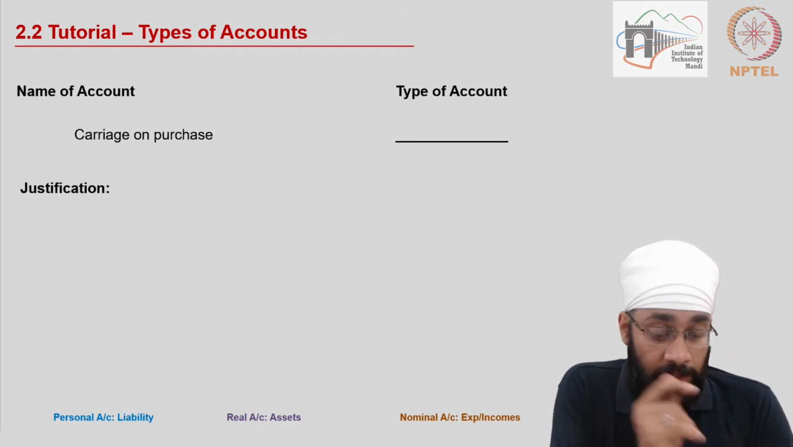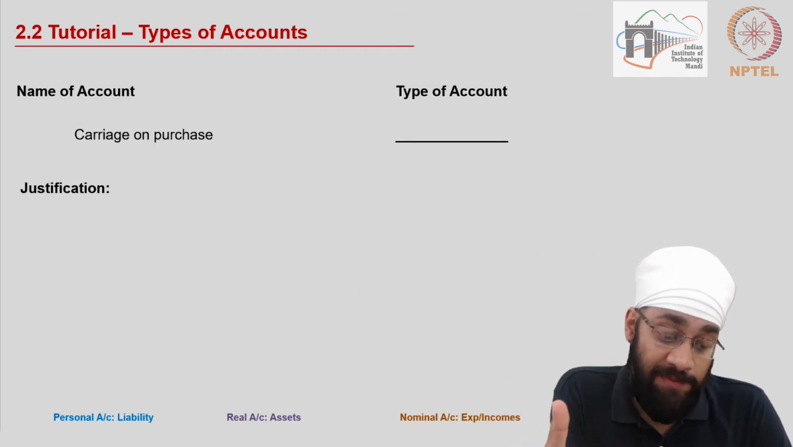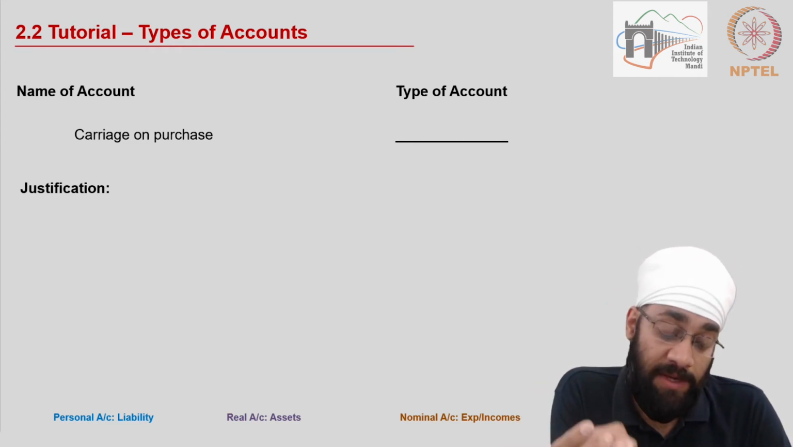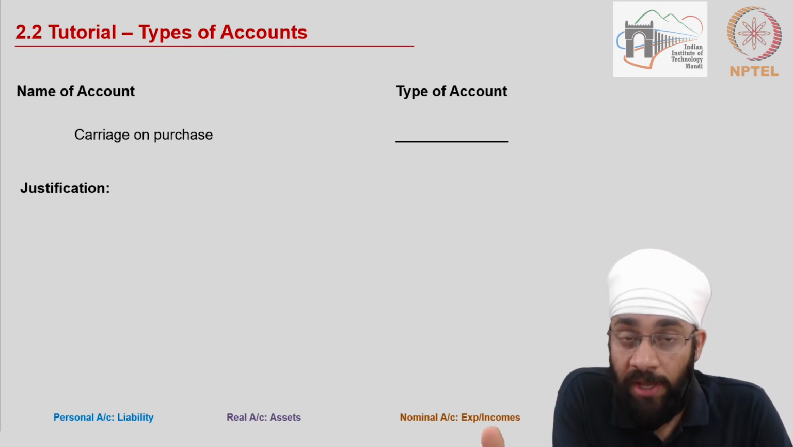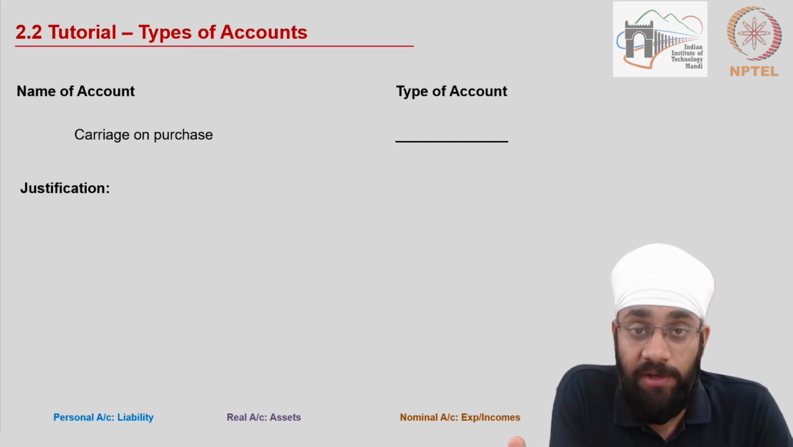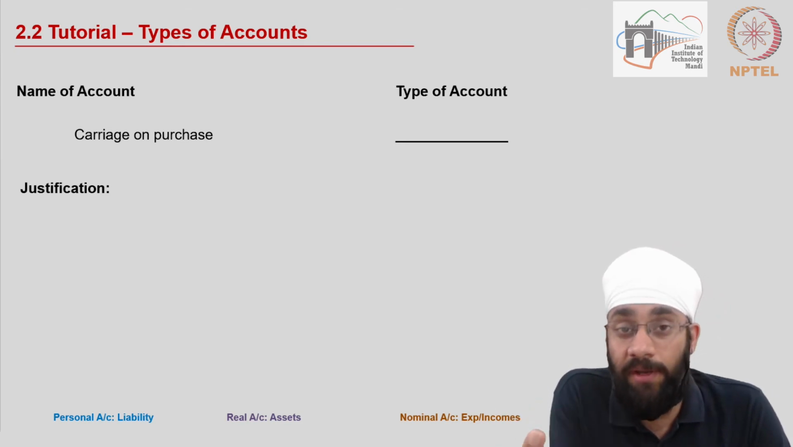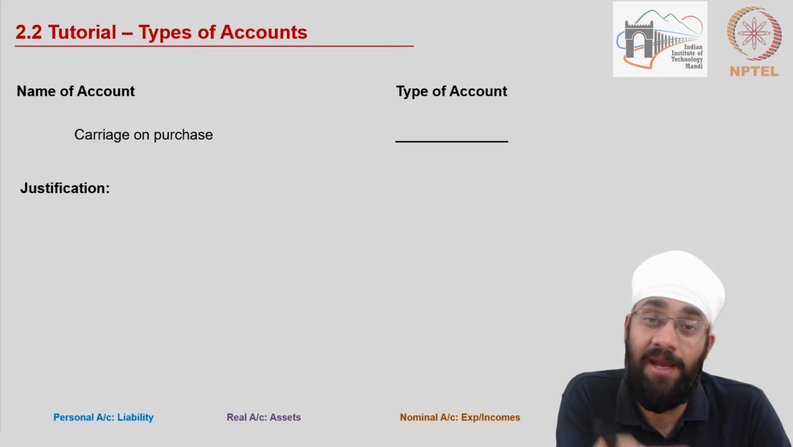Okay. Then you have carriage on purchase. A couple of slides back, when we were talking about purchase of goods, I mentioned that there is a concept of cost of goods which are sold, and I said purchase is one component of it. There can be other expenses that you have to spend in order to purchase goods and then bring them to your place and get them.